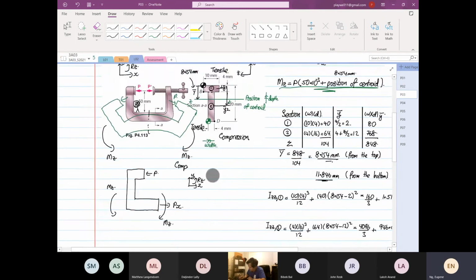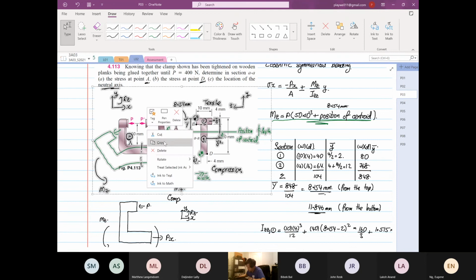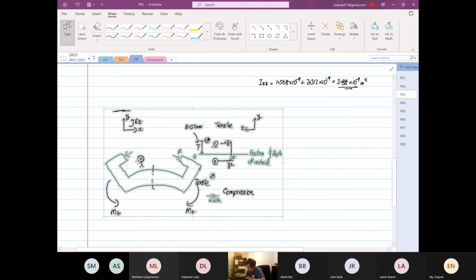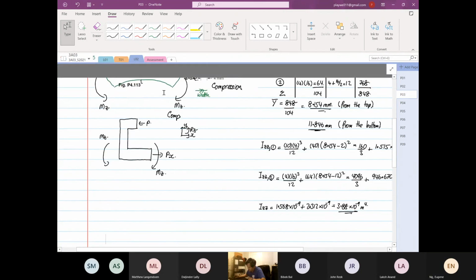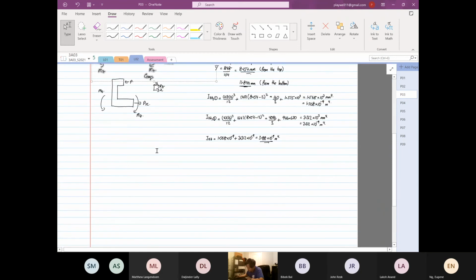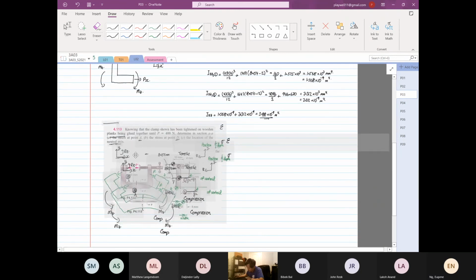Okay, so I'm going to copy this whole diagram so I don't shift a lot. Okay, the diagram did not follow. Oh, I think I have to do the whole thing. Yes.